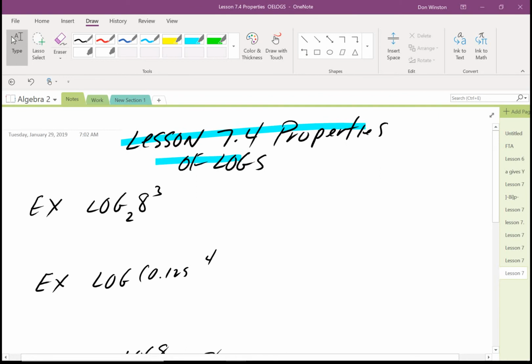Okay, I'll go over a couple of problems that you'll have for homework today. We just looked at lesson 7.4, properties of logs, the inverse property. So I'll go over a couple of those problems so you know how to do them for homework. These problems will be found on page 516.